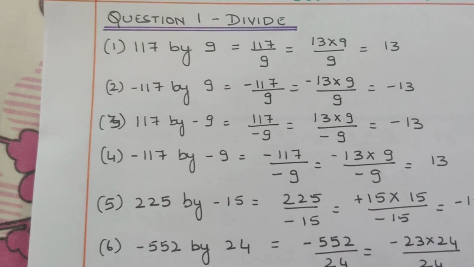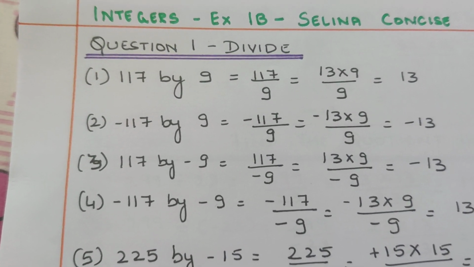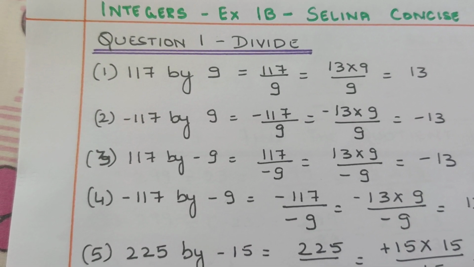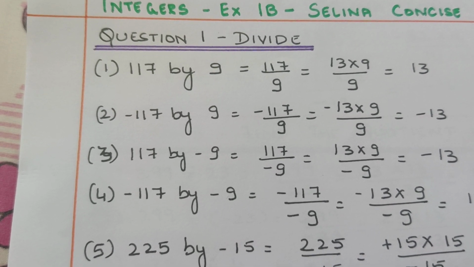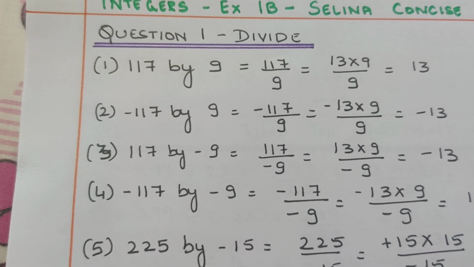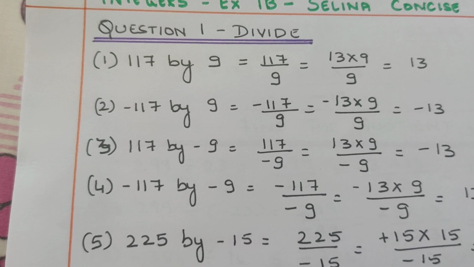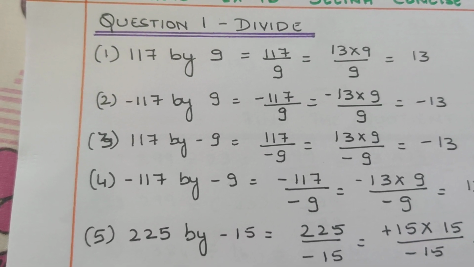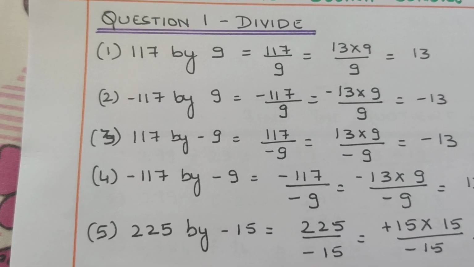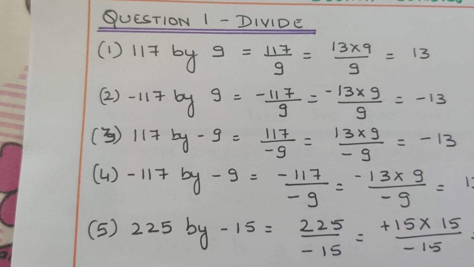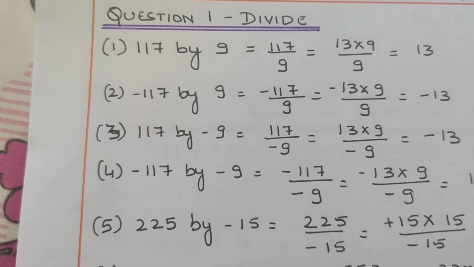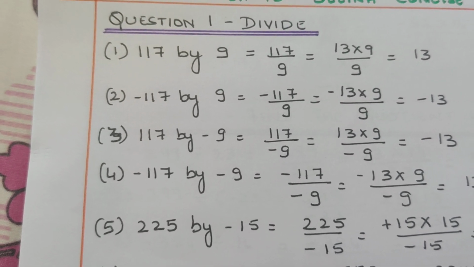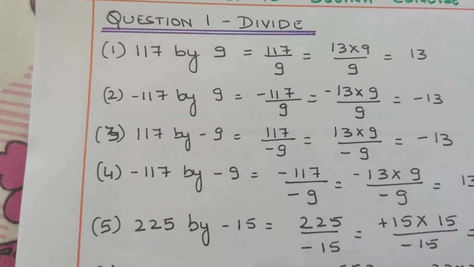The first one is 117 by 9. I split the number 117 as 13 into 9. So we get 13 into 9 by 9. So plus divided by plus is plus. So the answer is plus 13. Second one is minus 117 by 9. So the same numbers, the answer has to be 13, but we have a minus divided by plus. So the answer is minus 13.